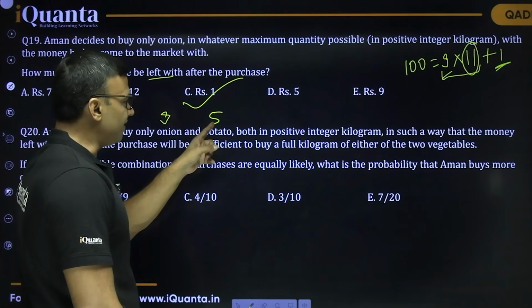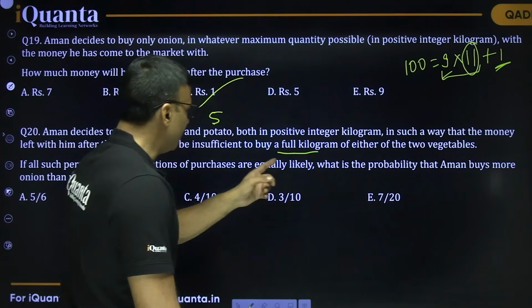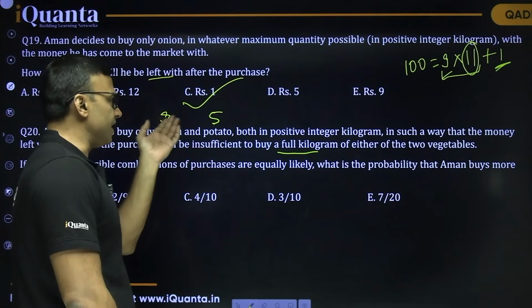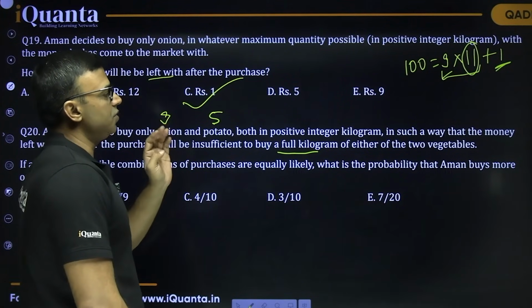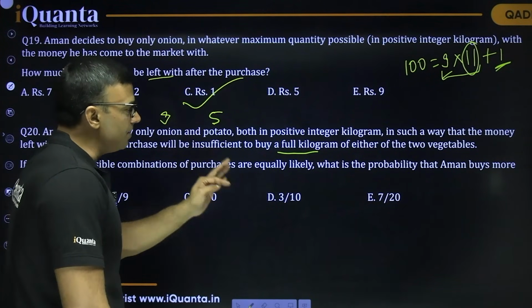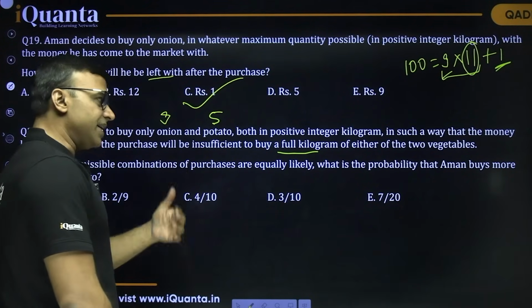Okay, because if I have 5 rupees left, I'll be able to buy 1 full kilogram. And we should be bothered only about the lower price. 9, anyways, it's not required because 9 is more than 5. Right, so we should not have more than 4 rupees left. So we should have used minimum 96 rupees and maximum 100 rupees.